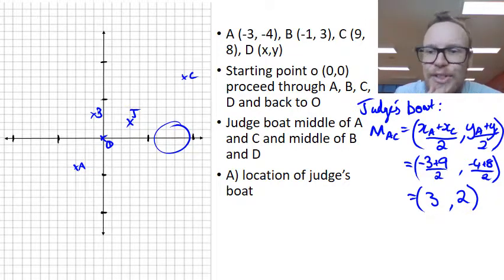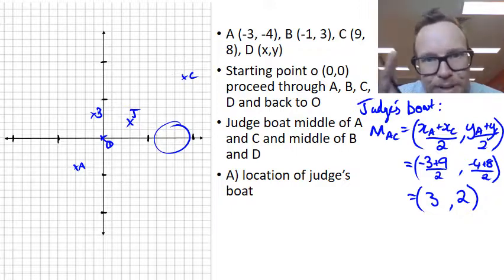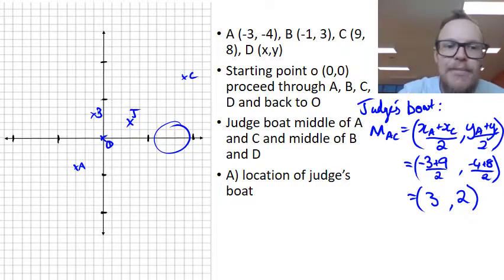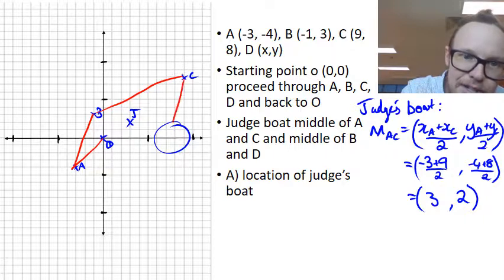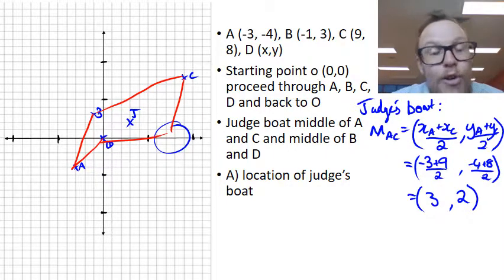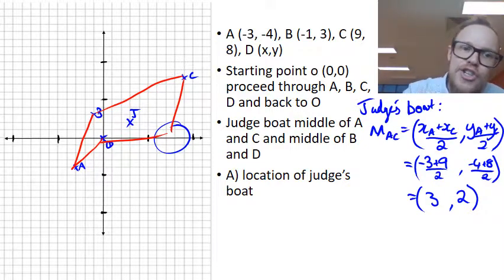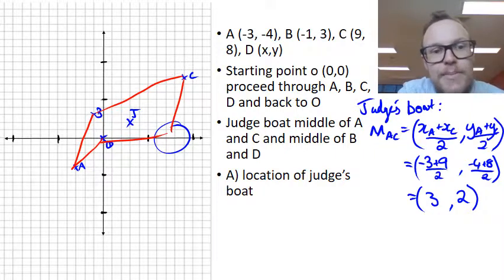We can also think about our third problem, part C. Because we've drawn our diagram, we can see we start at point O, go to A, go to B, go to C, back to D, which is going to be somewhere over here, and then back over to point O, our origin. We can already pretty much see that the shape we're going to be making, if it's a point that's right in the middle, is a parallelogram.